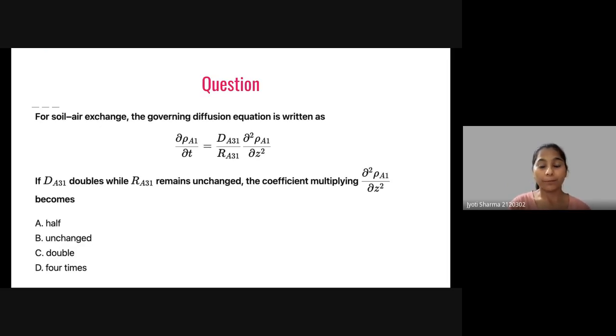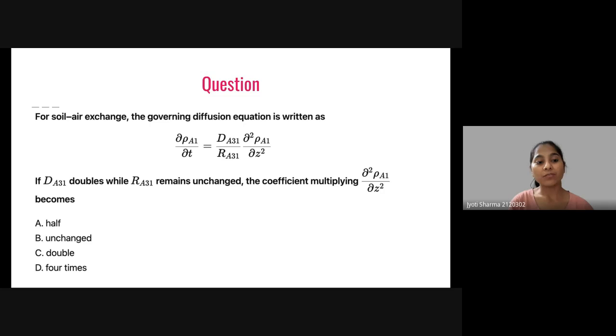Okay. Now we are moving to soil air exchange. Till now, we were talking about sediment water transport, but now we are moving to soil air exchange. So there is a different case. First, we are replacing water with air, and we are replacing sediment with soil. We know that sediment is saturated with water, but soil can be wet, damp, or dry. So there will be different scenarios for soil air exchange.